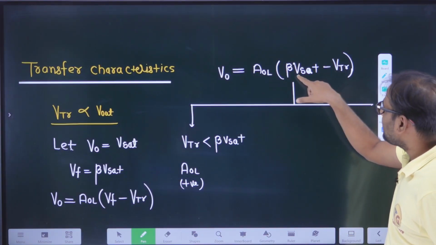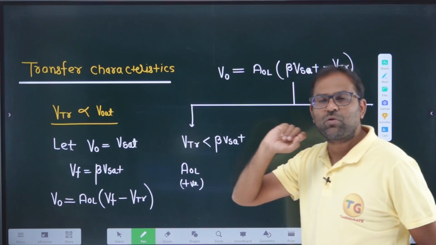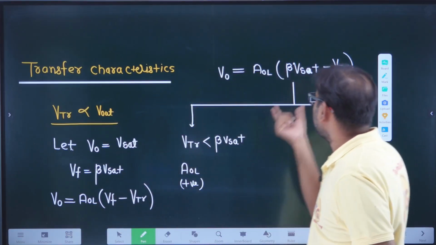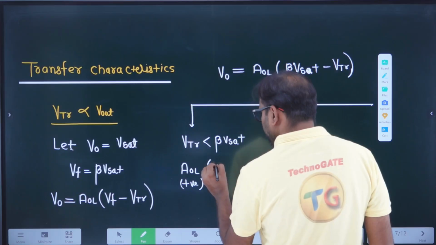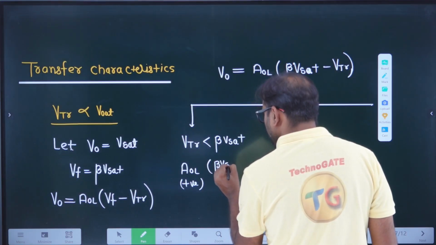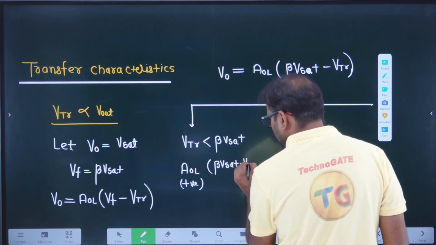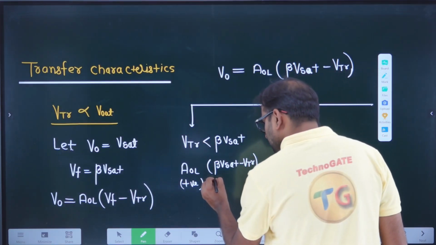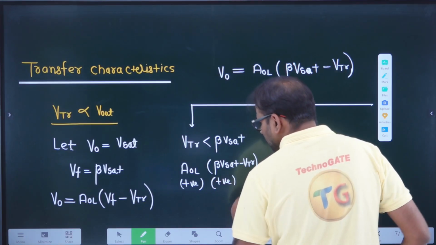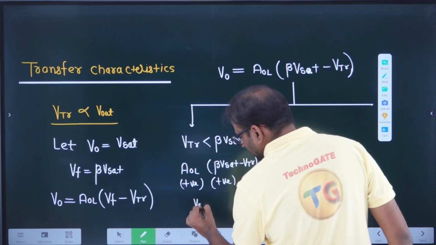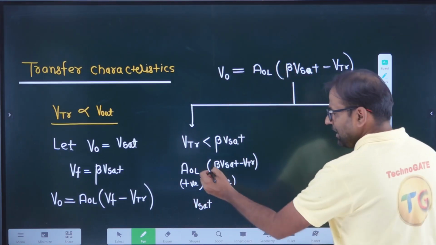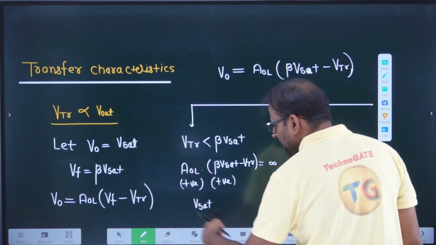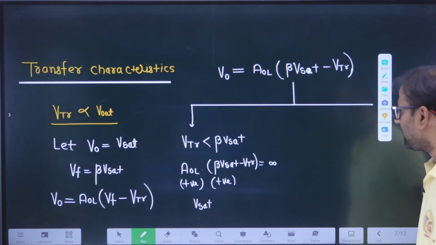And whenever VTR is less than beta into V saturation, let's say beta into V saturation is 5. If you are selecting any number which is less than 5, this number is also positive. So beta into V saturation minus VTR is also positive, because you are selecting a number which is less than this. In this case our circuit will stay at which condition? Positive, because AOL is infinite, and infinite into positive is positive infinite. And the meaning of infinite is plus V saturation.